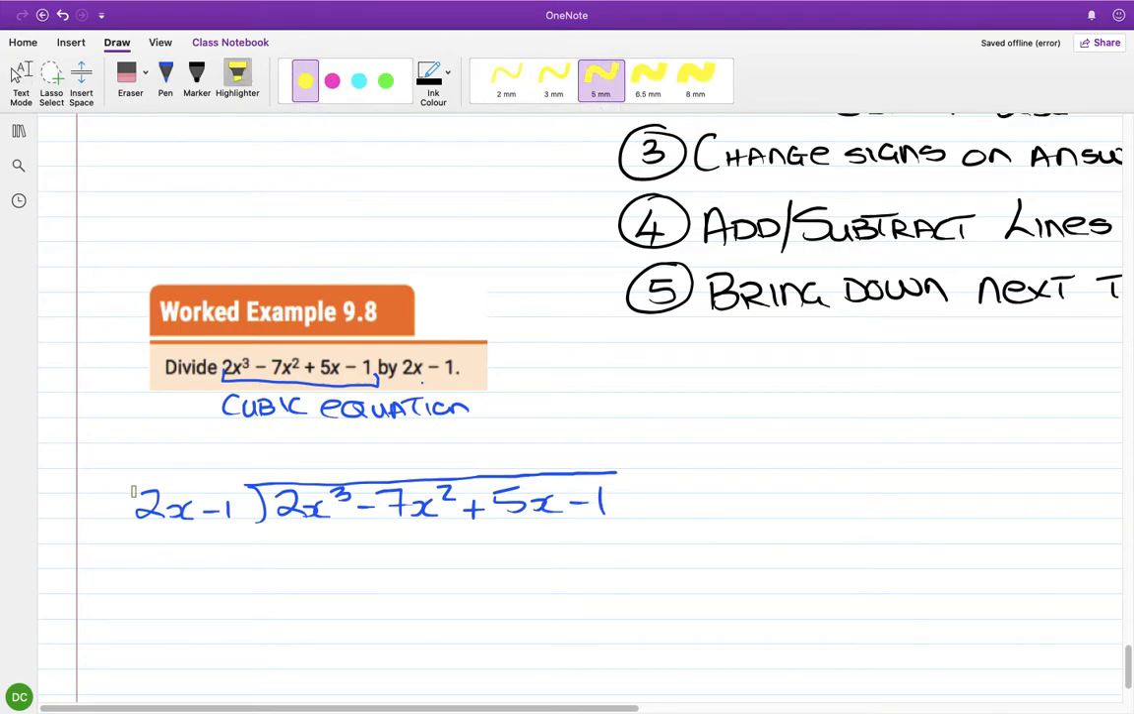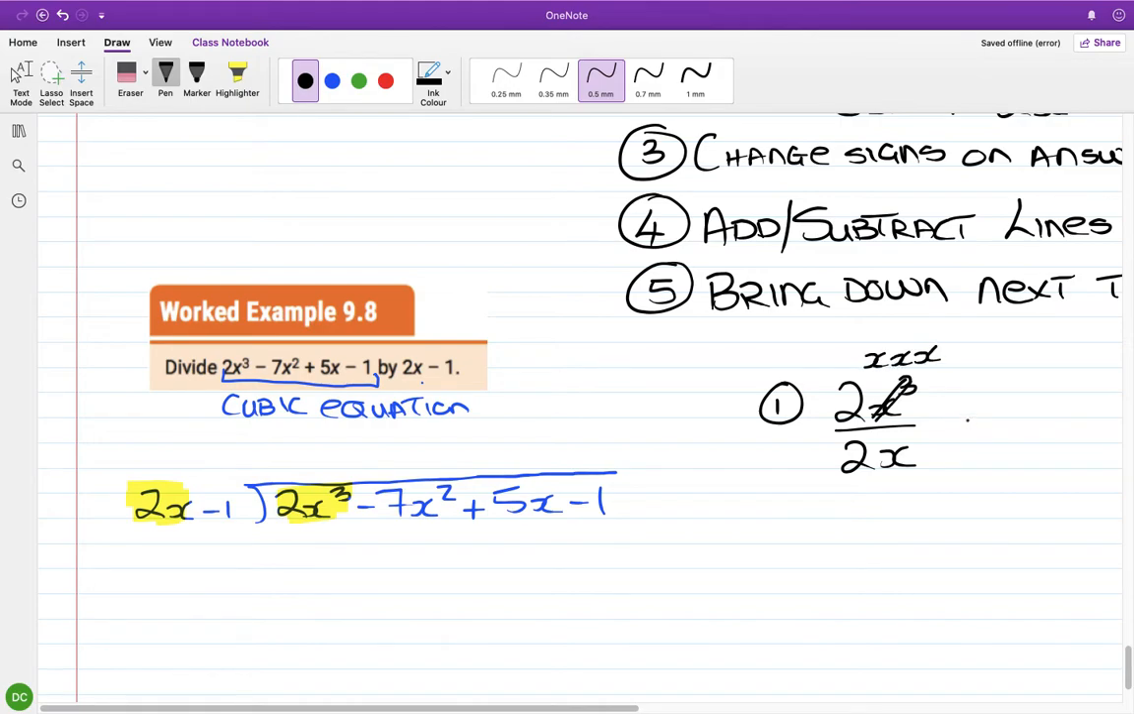Okay, so step 1 was the first one on the inside, 2x cubed, divided by the first term on the outside. Okay, so if x squared is 2 x's, then x cubed is 1, 2, 3 of them. Yeah? So 2 divided by 2 is 1, and then this x will take out one of them, leaving 2 behind, which we write as x squared. Okay? That goes up on top, 1x squared.